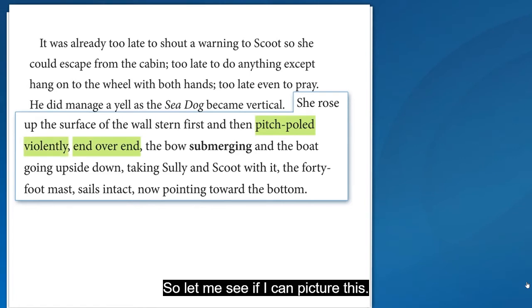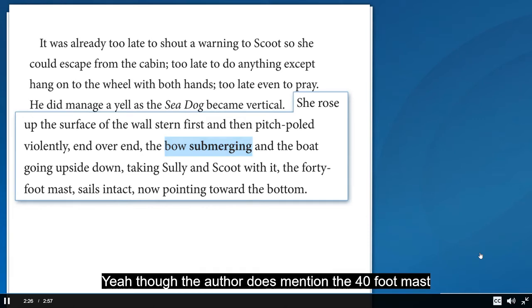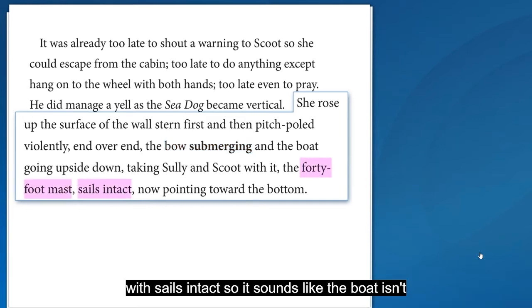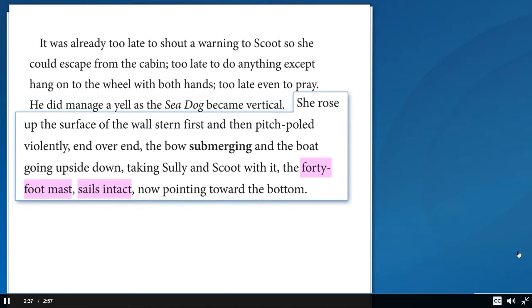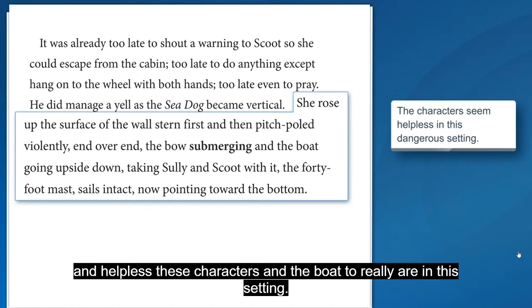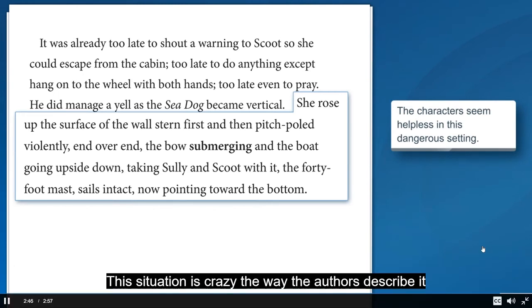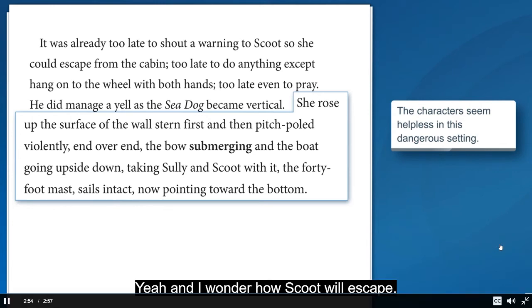So let me see if I can picture this. This boat slides up backwards, and then it's flipping, and finally it's upside down. The bow is submerging underwater. Yeah, though the author does mention the 40-foot mast with sails intact. So it sounds like the boat isn't destroyed by the wave totally. No, it's just upside down, underwater. Yeah, it gives you a sense of just how small and helpless these characters and the boat, too, really are in this setting. This situation is crazy. The way the author described it, I can't help but picture a toy boat in a bathtub, just tiny and flipped right over. Yeah, and I wonder how Scoot will escape.